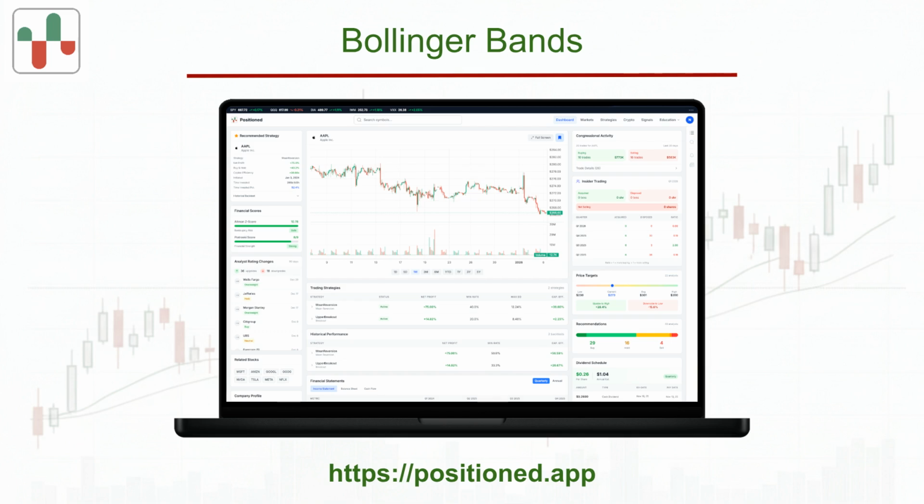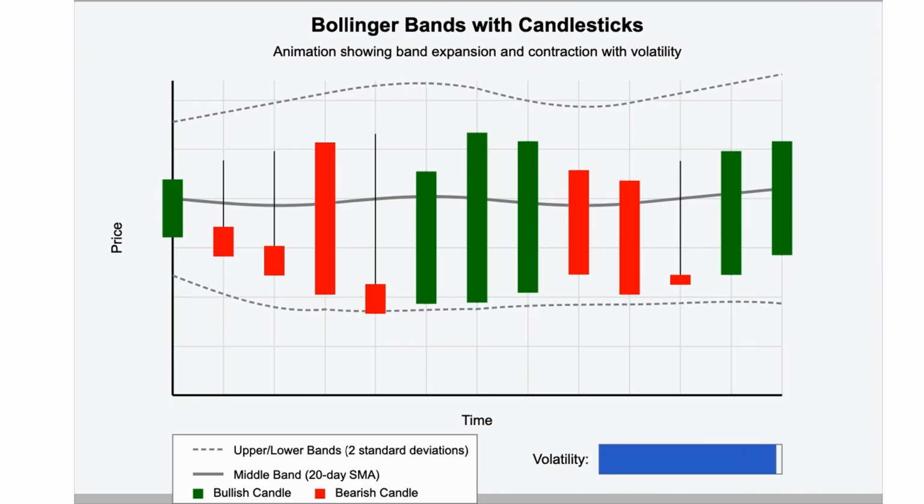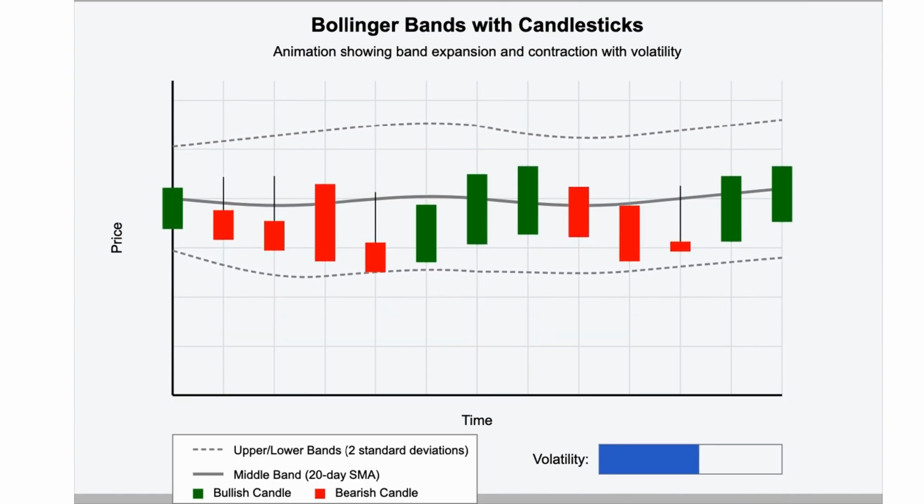Today we're diving into Bollinger Bands, a powerful trading tool that helps analyze market volatility and spot opportunities. Created by John Bollinger in the 1980s, Bollinger Bands consist of three lines: a middle band, which is a 20-period simple moving average, an upper band at SMA plus 2 standard deviations, and a lower band at SMA minus 2 standard deviations.